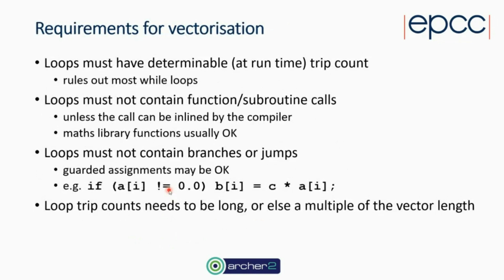In terms of what the compiler can do for vectorization, we're only looking at loops really. Loops must have a determinable trip count at runtime, so it can't be a while loop or a do while loop. We need to know the beginning and the end of a loop at runtime. It doesn't have to be known at compile time, but at runtime. In general, the loops shouldn't contain function or subroutine calls, although you can call maths library functions like square root. You can call a subset of functions if you structure them the correct way, but in general, you don't want the loops calling functions, otherwise that makes it hard for the compiler to vectorize.